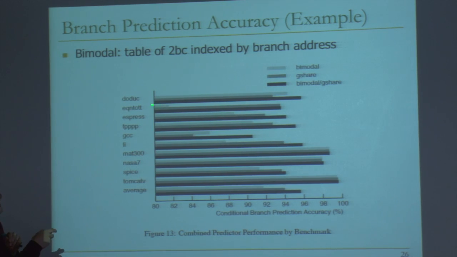And this is the one that I showed you over here, eqntott. Its prediction accuracy is about 81% with just 2-bit counters. G-share pushes it up to 94% because of global branch correlation. So you can read this paper for more. But this shows that actually these ideas work.